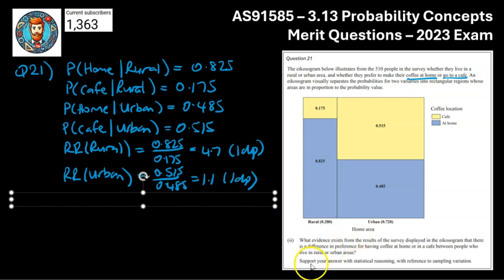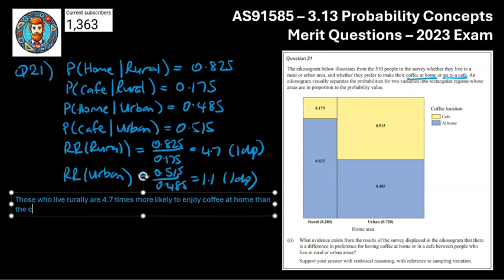And then finally, I wanted to note, we didn't really read it at the beginning, but the question says support your answer with statistical reasoning with reference to sampling variation. So what we're going to do is we'll do that sampling variation bit at the end, but let's talk about the numbers first. So those who live rurally are 4.7 times more likely to enjoy coffee at home than the cafe.